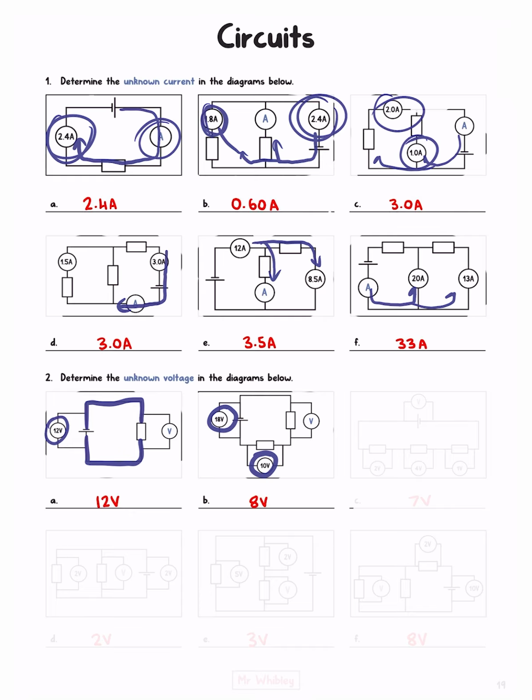For our third circuit, we have a voltage source with our unknown voltage across it, which is powering 3 resistors, with voltages of 2, 4, and 1 across them.